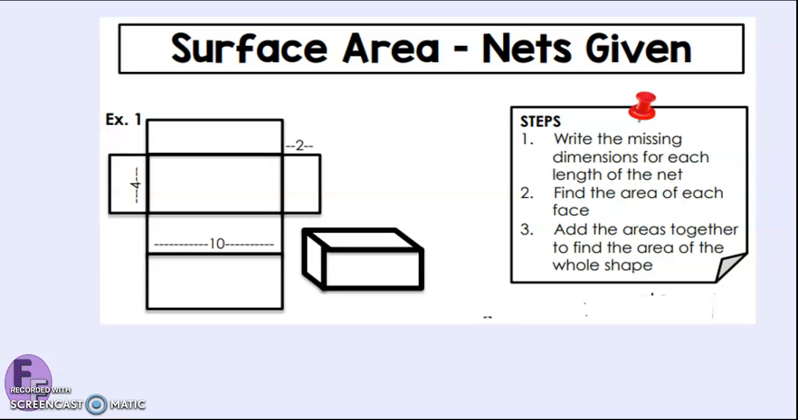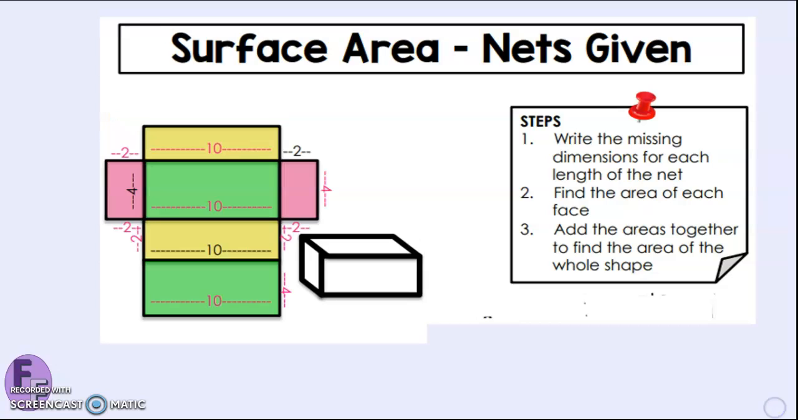This first example is a rectangular prism. We have a length of 10, a width of 4, and a height of 2. It helps sometimes to color code each face so you can see the ones that are similar.